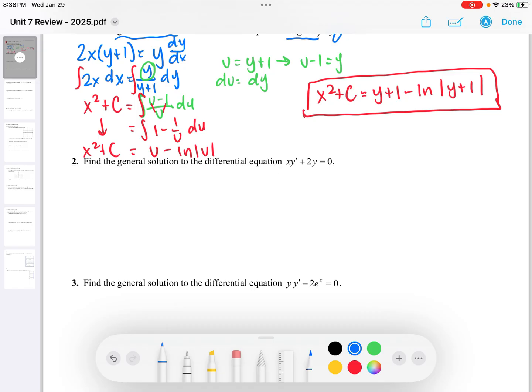All right, next one. Again, we're finding the general solution. So take and separate out the variables. So I'm going to go ahead right away and write it out as x dy dx. And I'm going to subtract over the 2y.